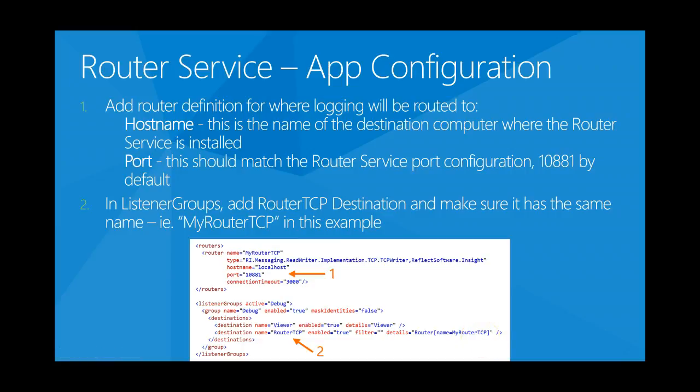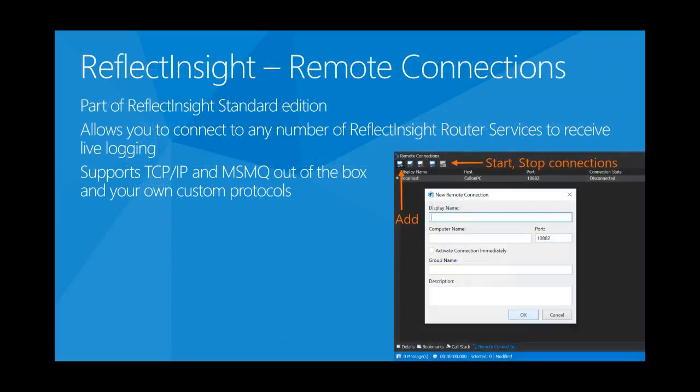Okay, the next piece for configuration, this is really from the ReflectInsight viewer's perspective, is you want to use remote connections to connect to the router service and receive live logging from that service. So from the ReflectInsight viewer, you'll add a new connection. You'll give it the computer name. By default, it's going to try and connect to port 10882. You can change that if you want.